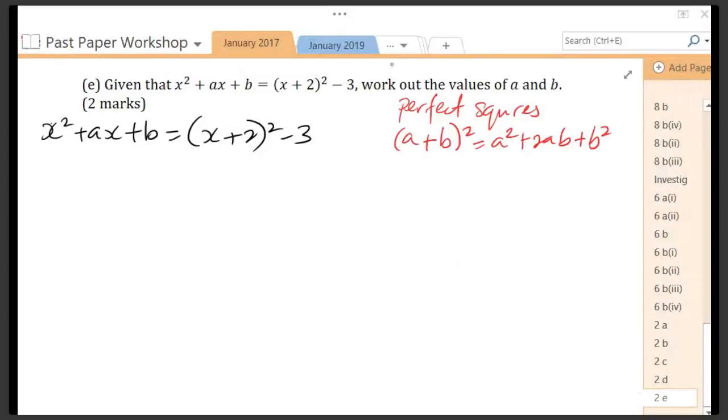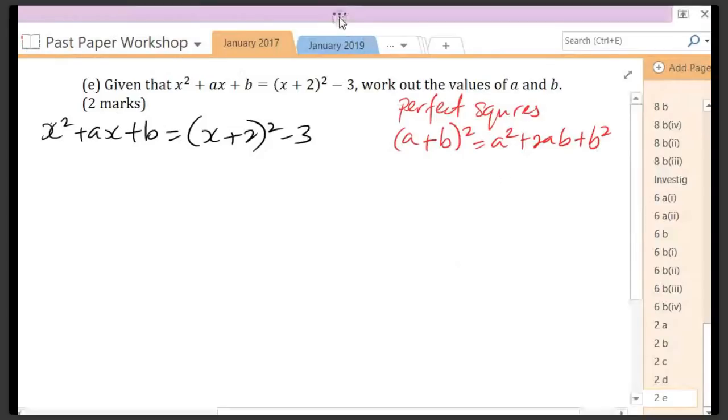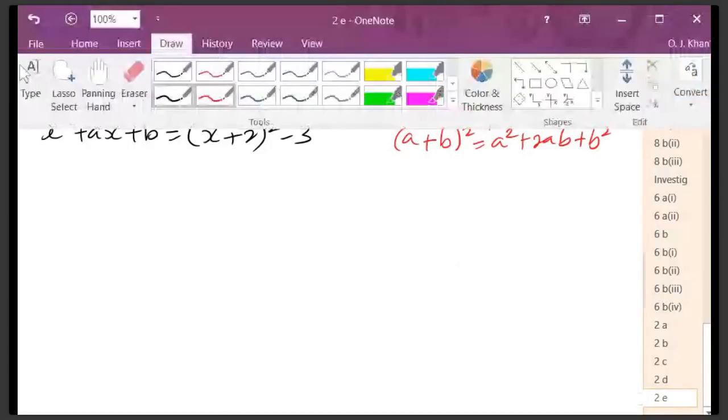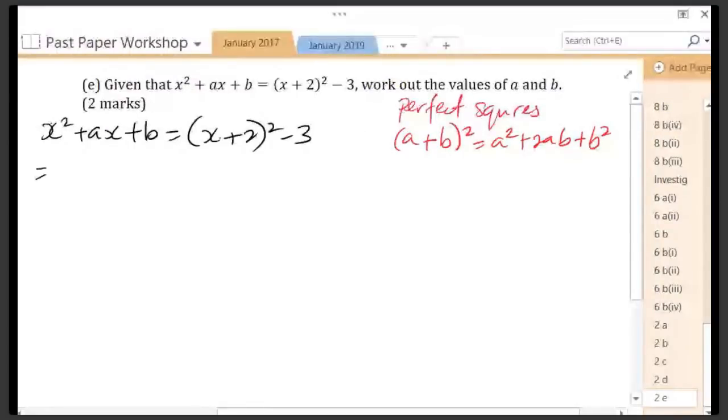So I'm going to apply that here. Now you could always multiply it out manually as well. So this is like a and this is like b. So a squared here is x squared plus 2 multiplied by 2 here is 4. 4 multiplied by x is 4x plus b squared, 2 squared is 4, minus 3. Okay, so this becomes here x squared plus 4x, 4 minus 3 is 1.